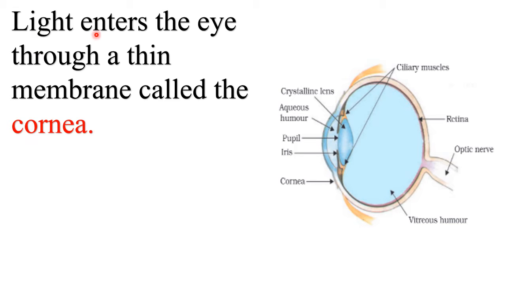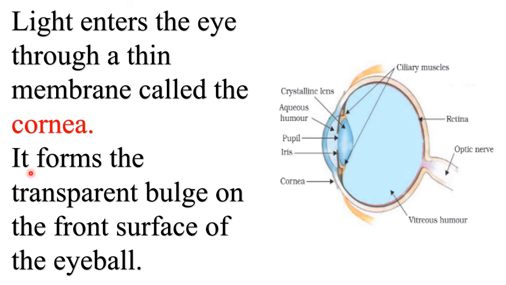Light enters the eye through a thin membrane called the cornea. This is the cornea. It forms the transparent bulge on the front surface of the eyeball.